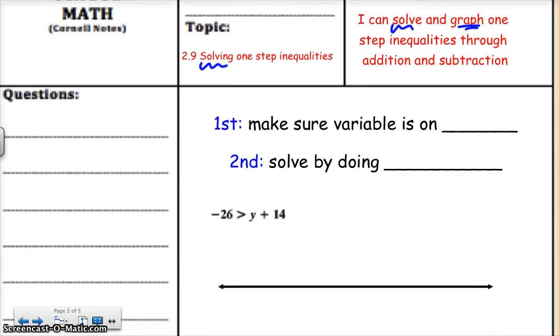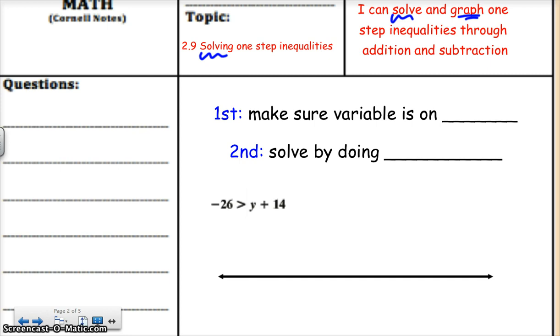The first thing, well, there are two things that you need to make sure to get done first. It doesn't need to go in order. What I like to do is follow my first and second. Make sure the variable is on, what do you think I'm going to say? Left. Make sure the variable is on the left-hand side. If it's not, make it there. Get it there. Secondly, solve by doing, what do you think?